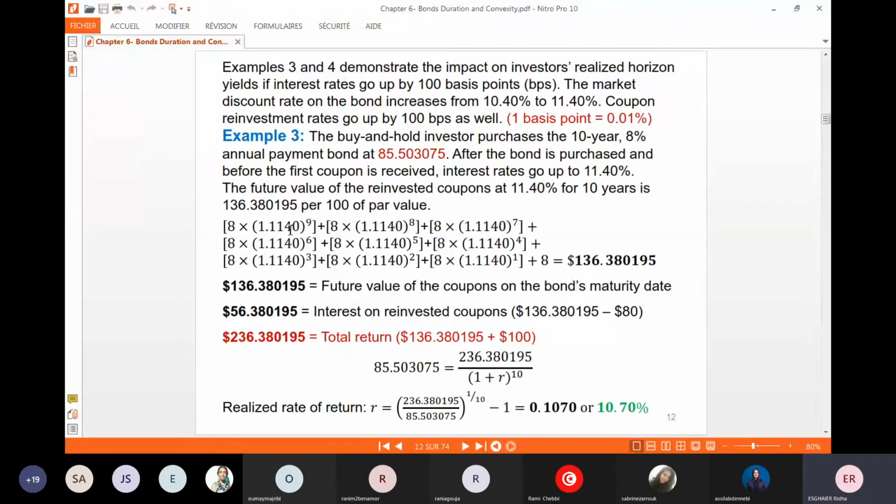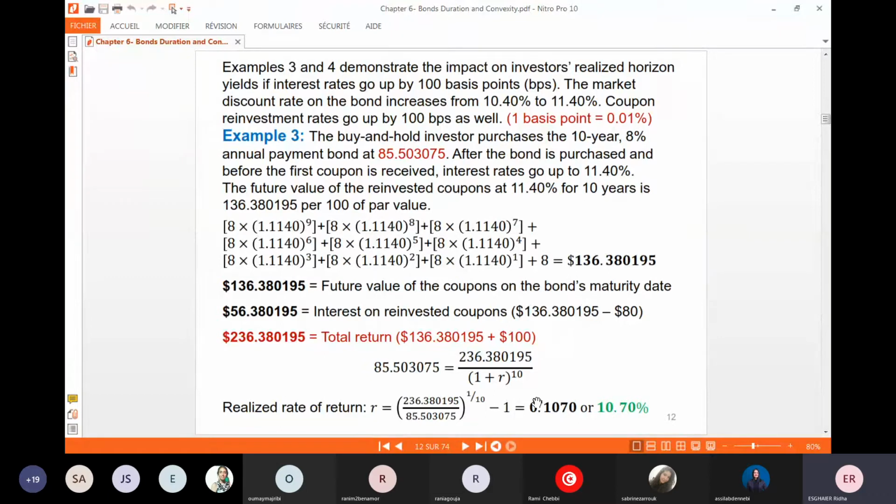His realized rate of return is the discount rate that makes the present value of the accumulated amount 10 years from now equal to the initial price paid by the investor to buy the bond. We find that his rate of return now is 10.7%, higher than the realized rate of return in Example 1, which was 10.4. Why is the obtained amount, the realized return of this investor 1, higher? The realized rate of return is higher because of a higher reinvestment rate.